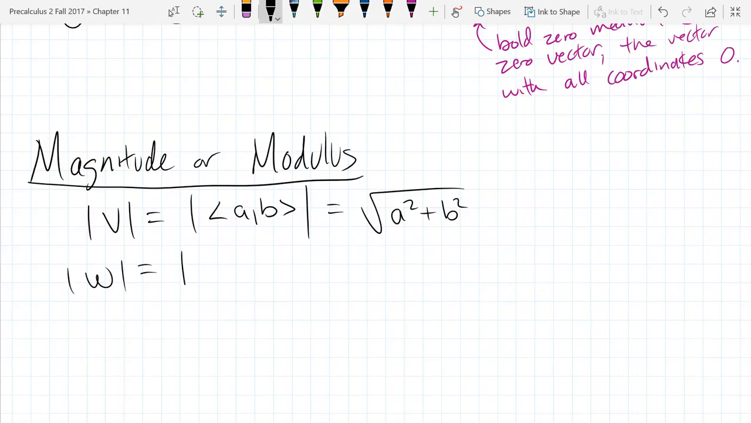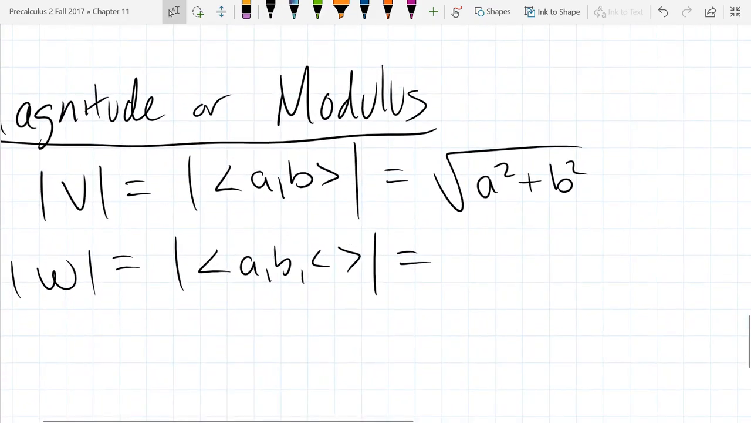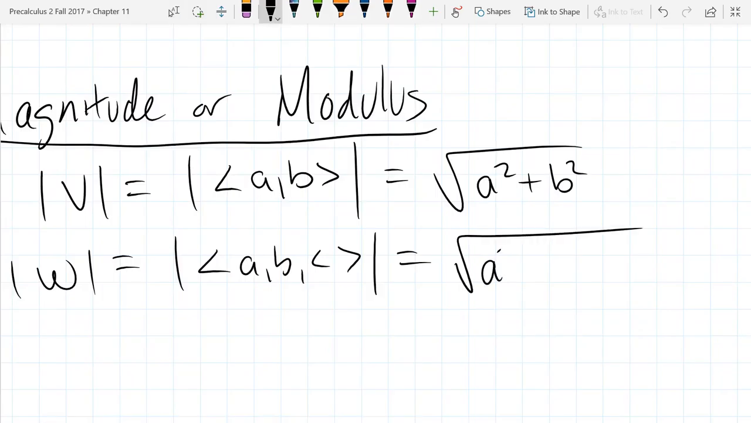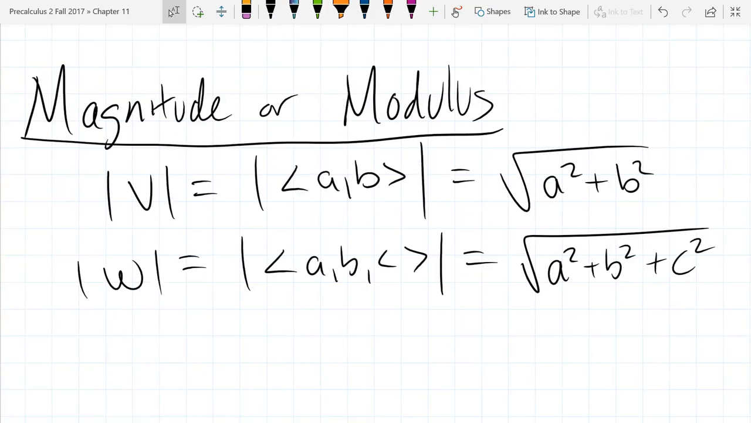If you're in 3 dimensions, what do you think we get in 3 dimensions? So I want something very similar, but upping the dimension. So we just fit the same pattern, A squared plus B squared plus C squared square root. So that is magnitude in 3 dimensions. Works exactly the same as 2 dimensions. You just get the extra coordinate.